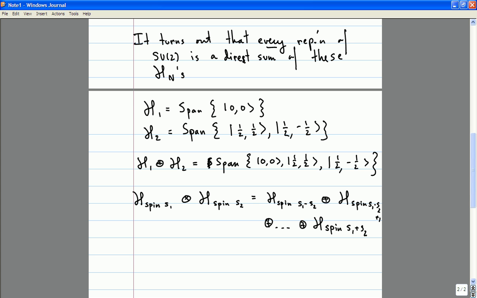Or if you want to use the notation that I introduced earlier, where you label the Hilbert spaces by the dimension of the representation, we would be saying something like H of the Hilbert space 2S1 plus 1, tensor H 2S2 plus 1, is the Hilbert space 2S1 minus S2 plus 1 plus so on and so forth.